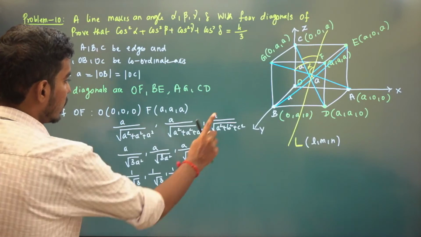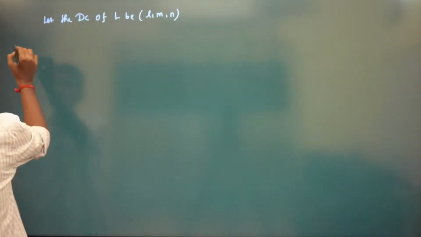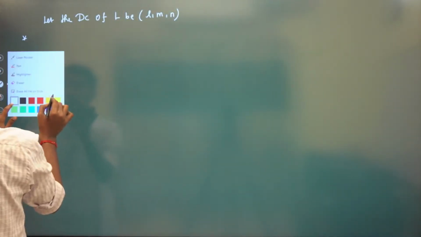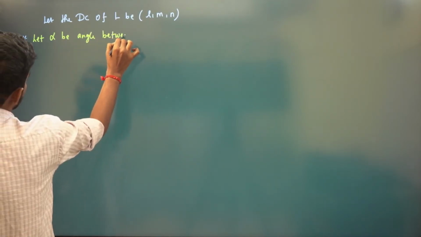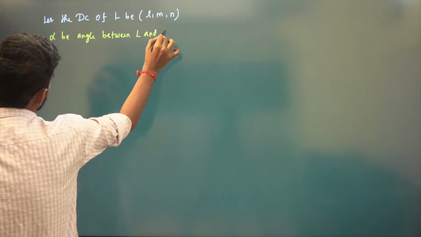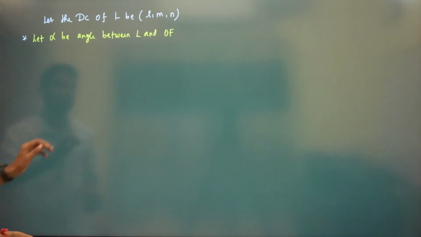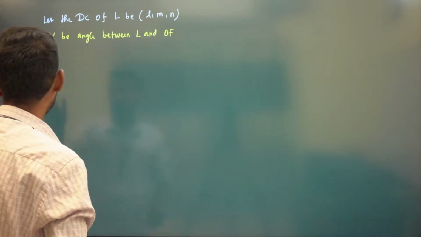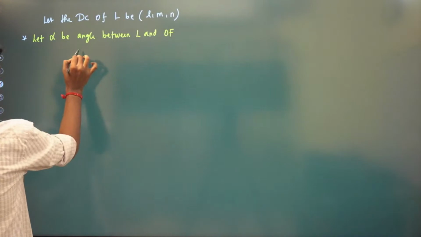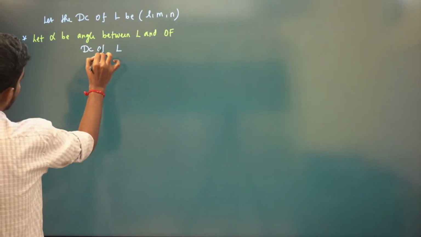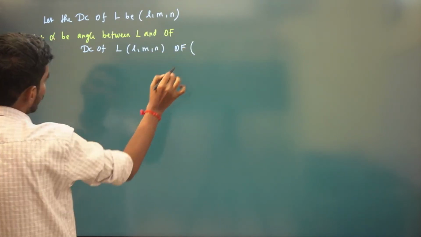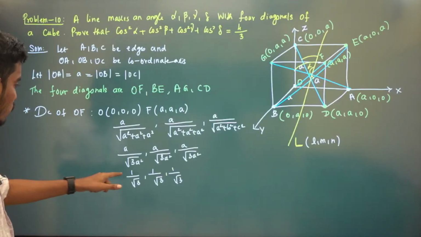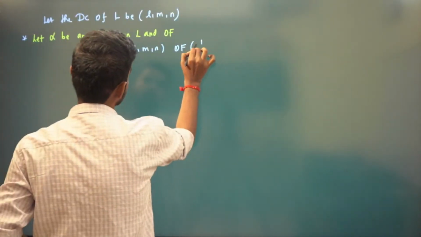So let alpha be the angle between L and OF, right? So you know the direction cosine of this, you know the direction cosine of this. What is the direction cosine of L? It is l comma m comma n. Now what is the direction cosine of OF? It is 1 by root 3, 1 by root 3, 1 by root 3.